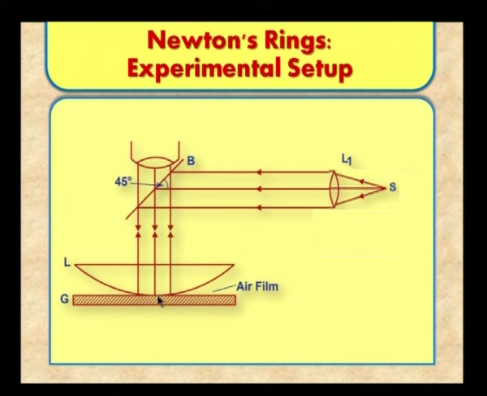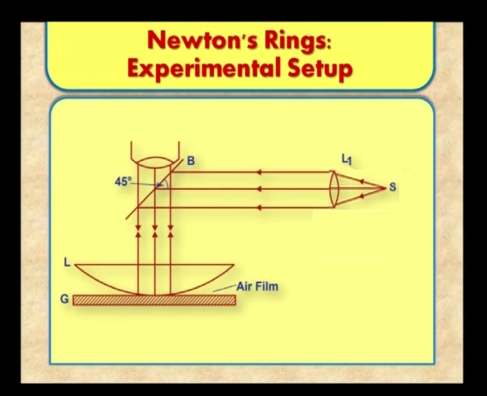Obviously, at the center there will be no air gap, because the lens is exactly in contact with the glass plate. The thickness of the air film, as I told you in the last lecture, will be increasing, as in the case of the air wedge. Here also the thickness of the air film gradually increases from 0 to some finite value, and depending upon the condition satisfied by the light rays, you will have either constructive interference or destructive interference.